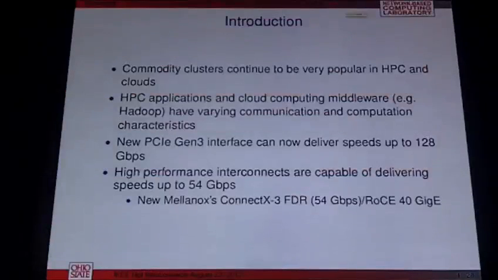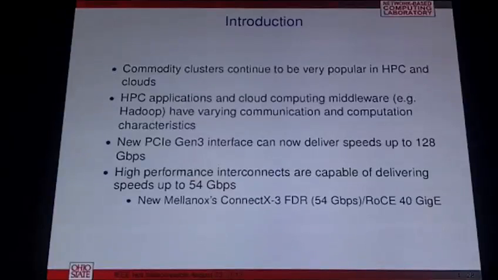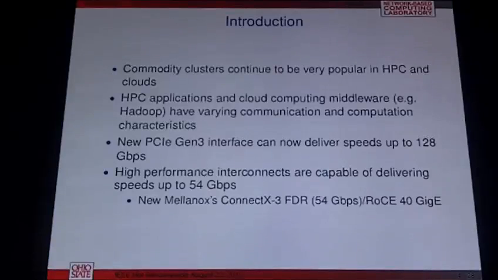As you know, commodity clusters continue to be very popular in HPC and clouds. HPC applications and cloud computing middleware like Hadoop have varying communication and computation characteristics. Recently, the PCIe Gen3 interface has been released, and this interface allows delivering a speed of up to 128 gigabit per second. We also have some high-performance interconnects that are now capable of delivering a speed of up to 54 gigabit per second. One of the interconnects is the new Mellanox ConnectX-3 FDR, RoCE 40 gigabit Ethernet.